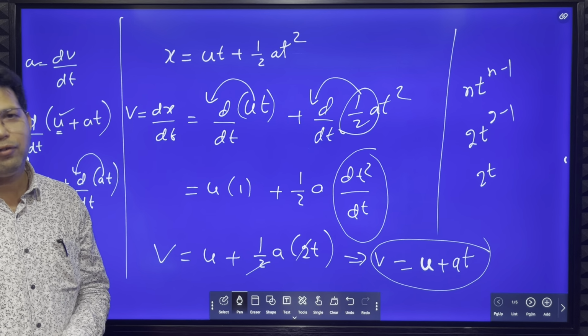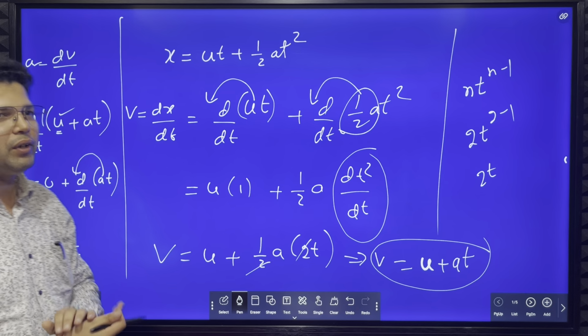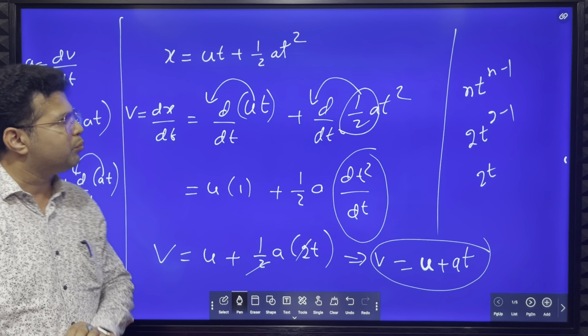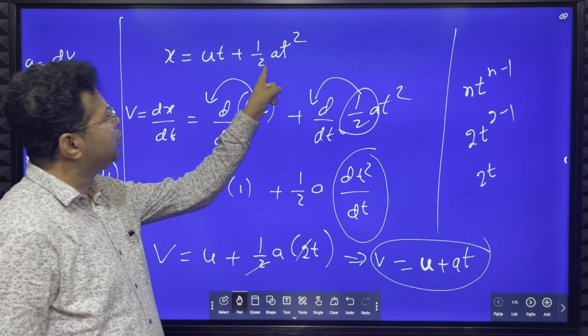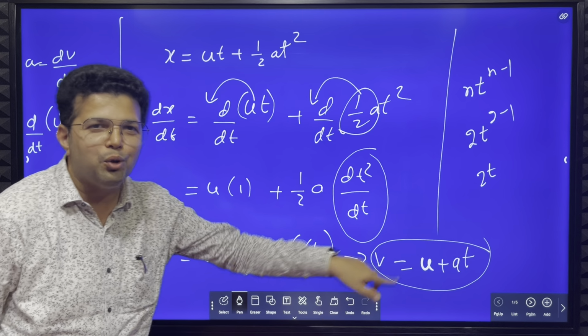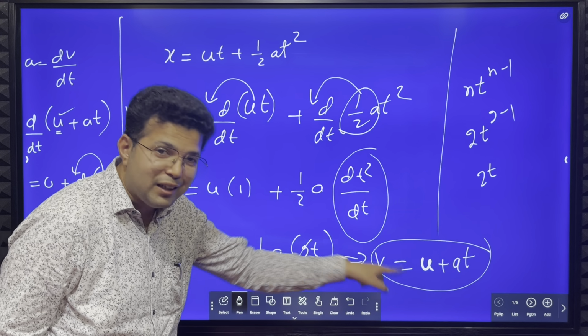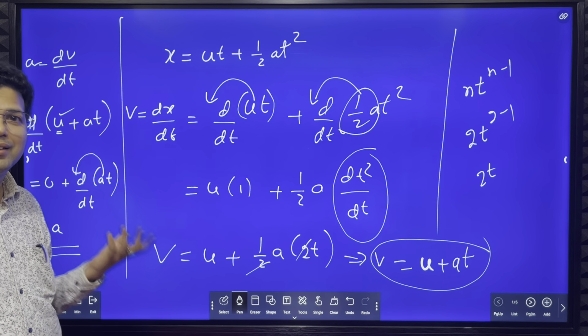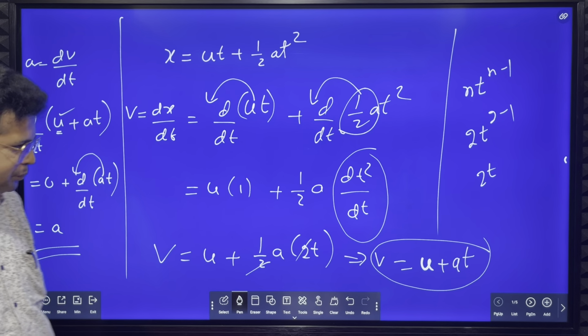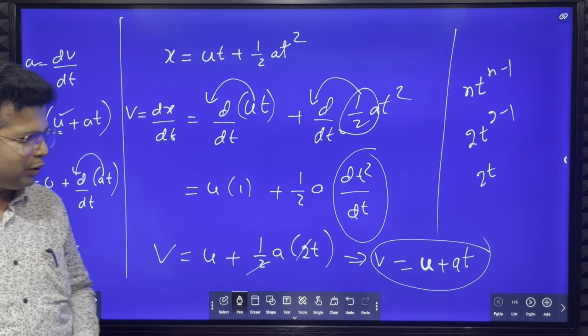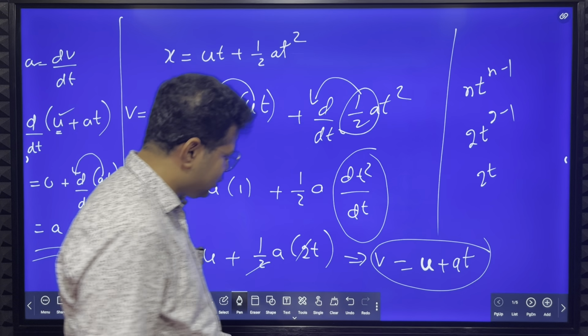We knew while deriving these equations that we considered acceleration as a. Now, if you differentiate x equal to ut plus half at square, you get v equal to u plus at. If you differentiate that equation again, you get acceleration, which is equal to a itself. Like this, you can take some examples and solve some problems.